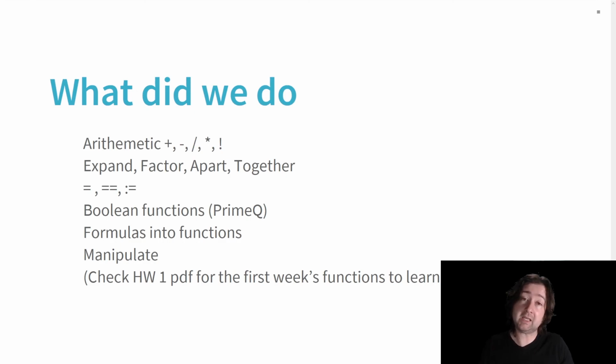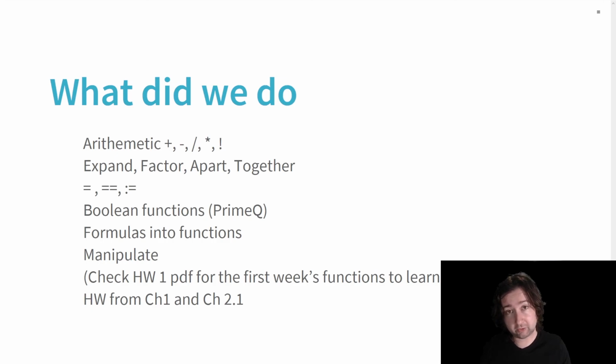Now there are some big ideas that we have not done yet that we're going to do in the next lecture. So right now we are good to start with the homework corresponding to chapter one. So after this lecture, you can do the homework from chapter one and the homework exercises corresponding to chapter 2.1. We have not yet talked about chapter 2.2, which is about anonymous functions, and we have not talked about chapter 3, which is about lists. Those will be the content of the next lecture. So get started on this.